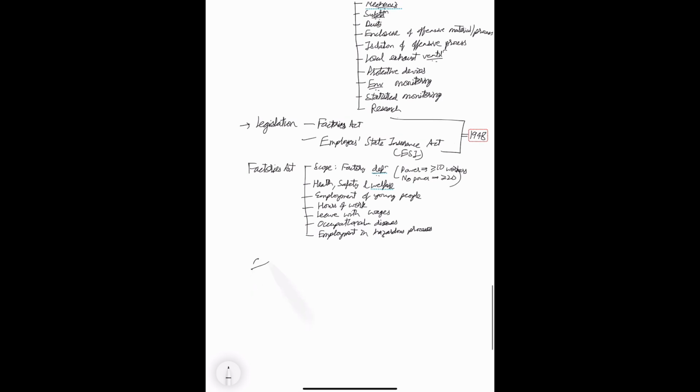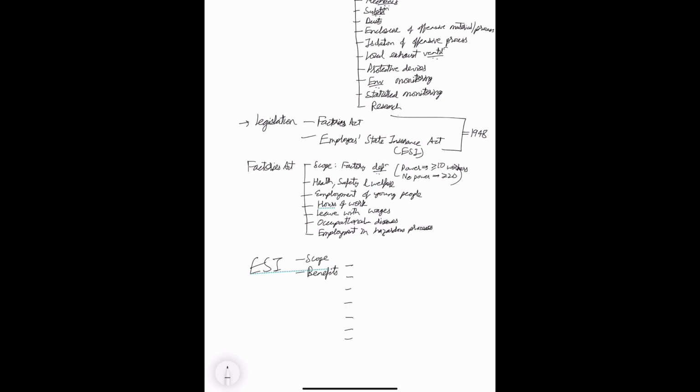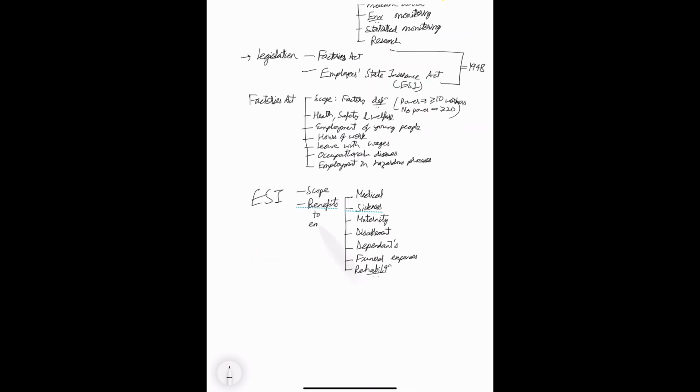Now, for ESI, we also have scopes and the benefits to employees, which include medical benefits, sickness benefits, maternity benefits, disablement, dependence benefit, funeral expenses, and rehabilitation. The benefits here are mainly monetary, and it's recommended that you know the exact amount for the medical, sickness, maternity, and funeral expenses.